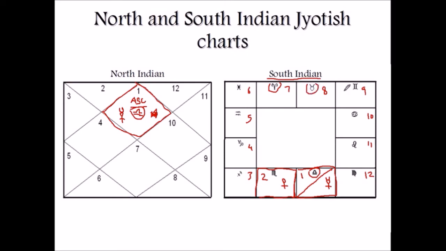It is assumed again that you know which signs are in which blocks, because they're always in these same blocks. This top left one is always Pisces. This top right one is always Gemini and so on.